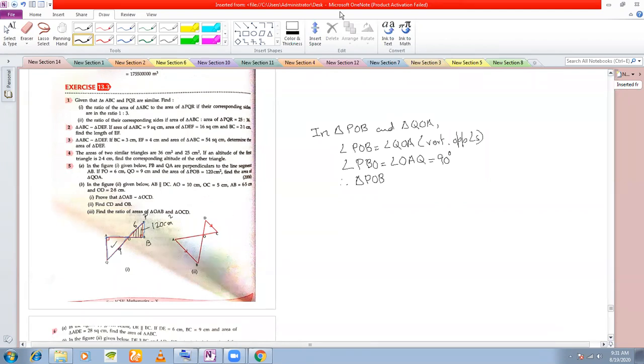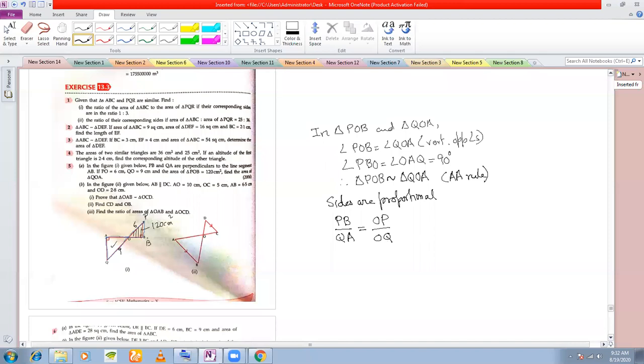So triangle POB is similar to triangle QOA by the angle rule. That means sides are proportional. First write the proportional sides. What sides are proportional? Opposite to the vertically opposite angles, you have PB and QA. Opposite to the right angles, you have OP and OQ.